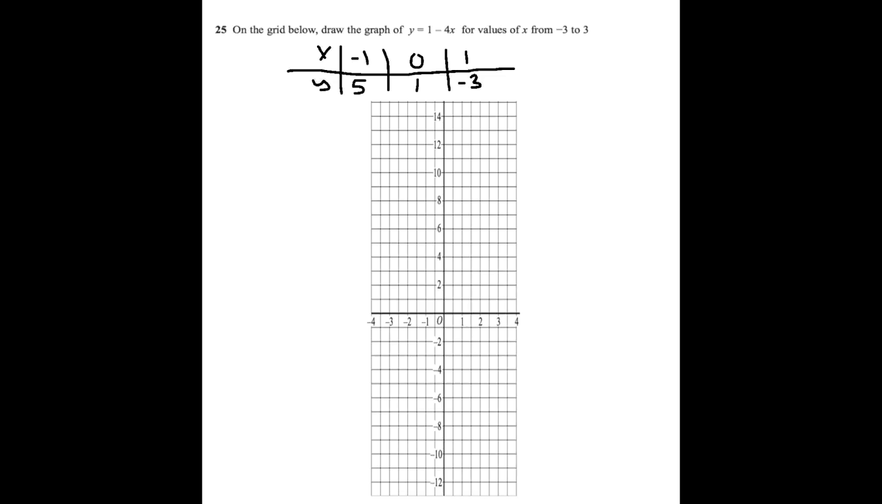Now I'm just going to plot these points on the graph. So minus 1 and 5 is here. And we have 0 and 1, which is here. 1 and negative 3, which is here. And then I'm going to join the points together. So we should have, so that's our graph of y equals 1 minus 4x.